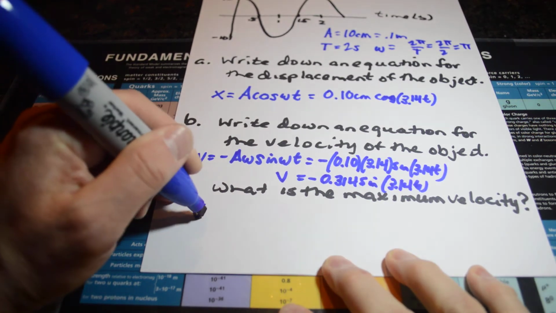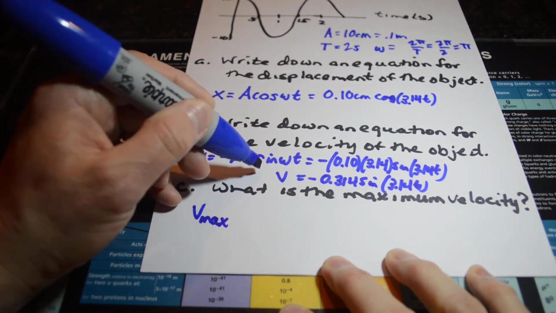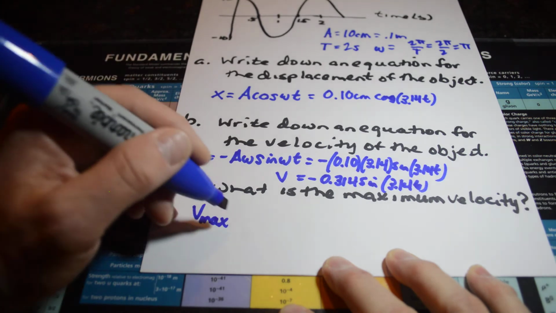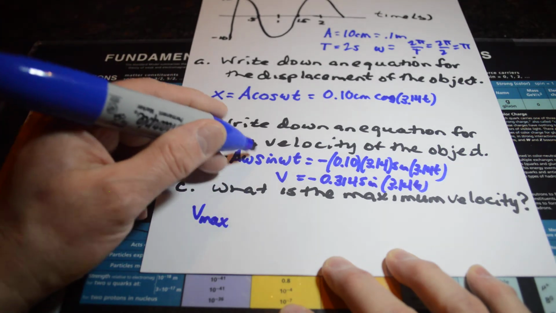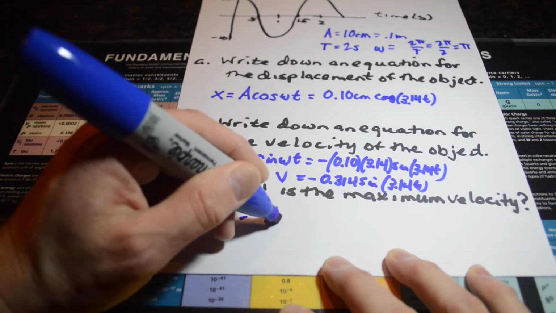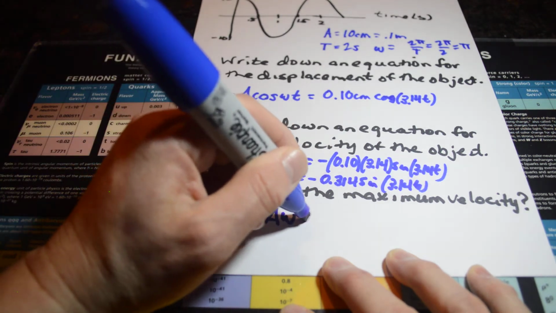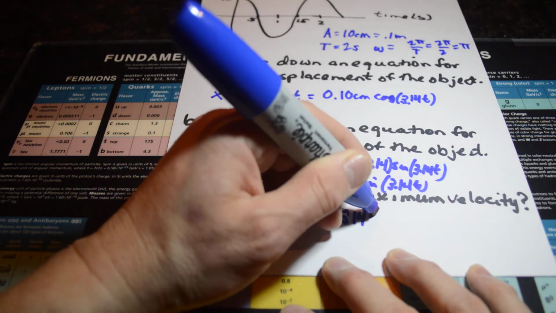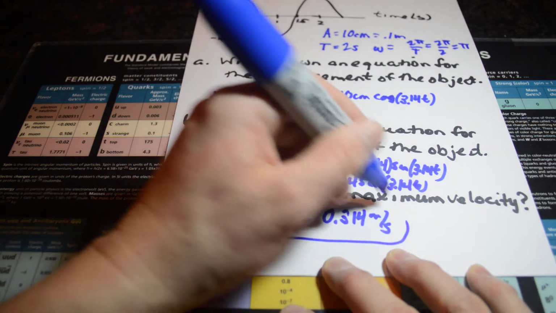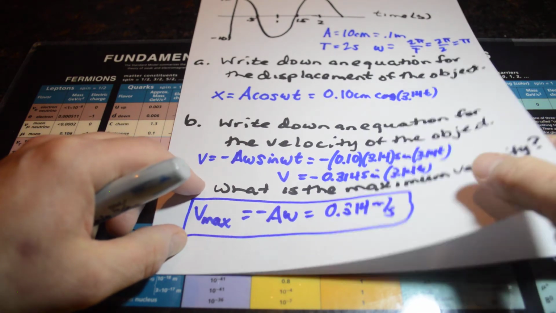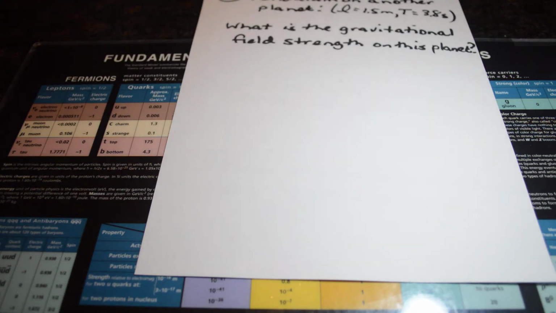What is the maximum velocity? The maximum velocity is when the sine becomes a 1. You know how sine goes from -1 to +1, so it's either positive or -1. That would mean that whatever's in the part out front of it is going to be the maximum value. So that's going to be A times omega, plus or minus. And so in that case, that would be 0.314 meters per second, the maximum amount of velocity that particle in simple harmonic motion would have. Okay? So that's where we go from there.